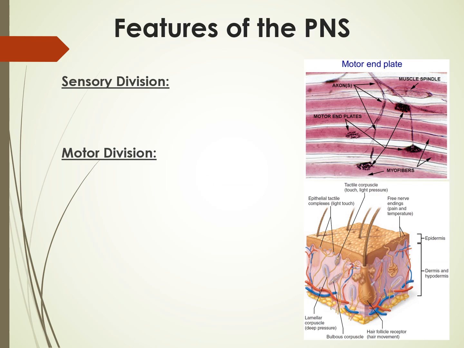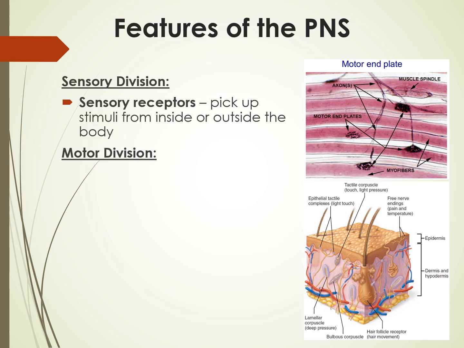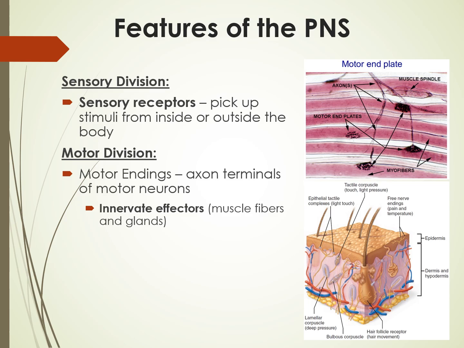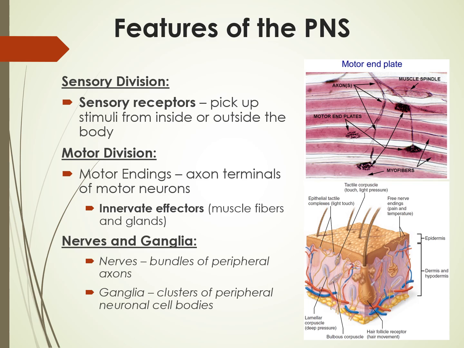So hopefully this is a little review as well. We have our sensory division, which is made up of receptors picking up stimuli from either inside or outside the body. And then the motor division has motor endings or motor end plates, which are essentially the axon terminals of the motor neurons. They're going to innervate effectors. So what are effectors? Well, that's going to be muscles or glands or organs, right?